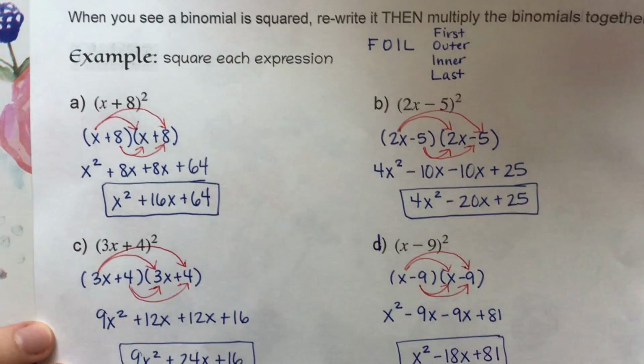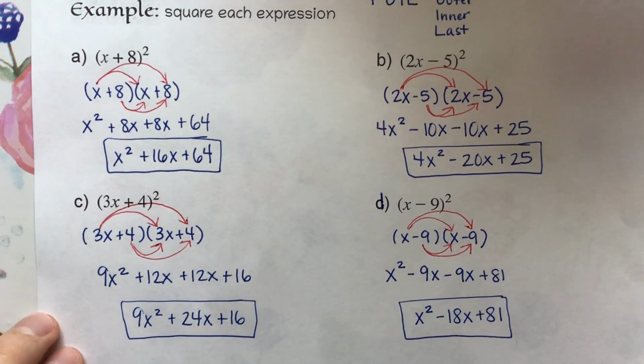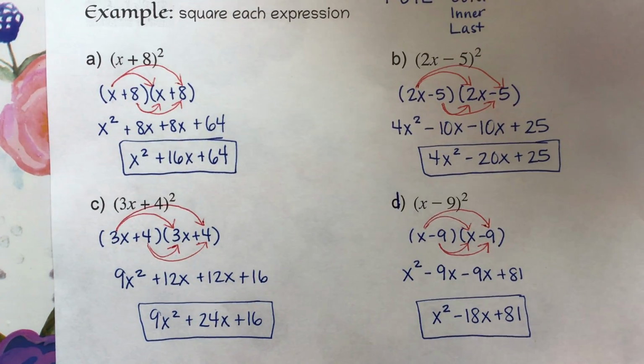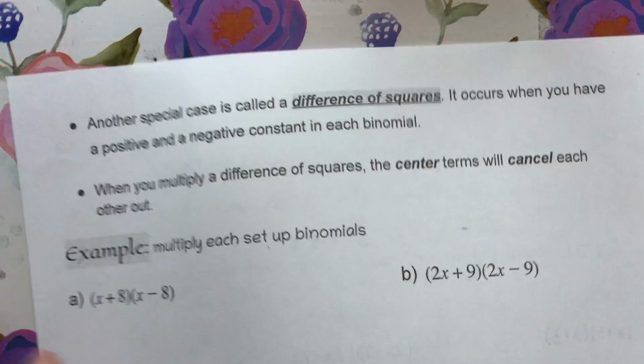So this is very similar to what we've already done with the FOIL method. The only extra step is that we have to expand it out so we can see our two binomials getting multiplied together.